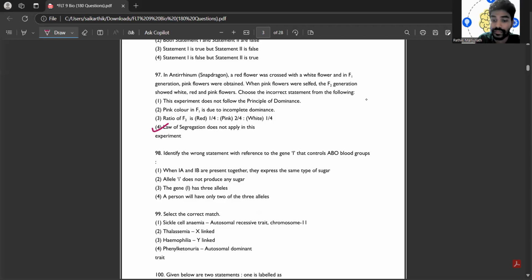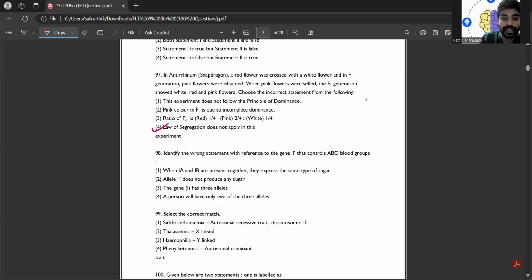Why? See, in Snapdragon, the experiment does not follow the principle of dominance. Then the pink color in the F1 generation is due to incomplete dominance, right? And the ratio of F2 is red 1 by 4, pink 2 by 4, and white 1 by 4. Pink will be 2 by 4, correct? This is clear. The law of segregation applies in this experiment. So that's why the fourth statement will be wrong.